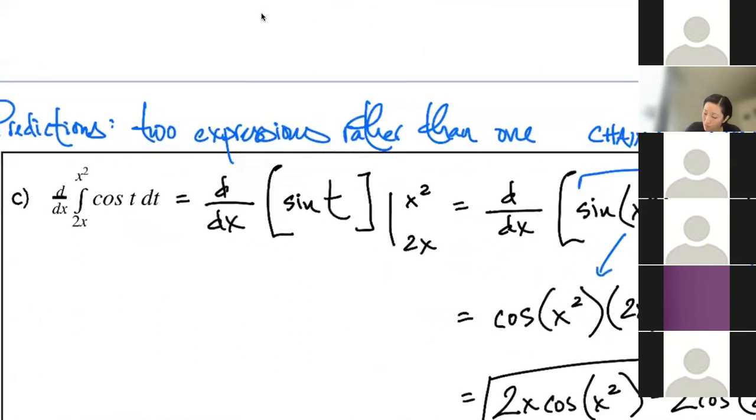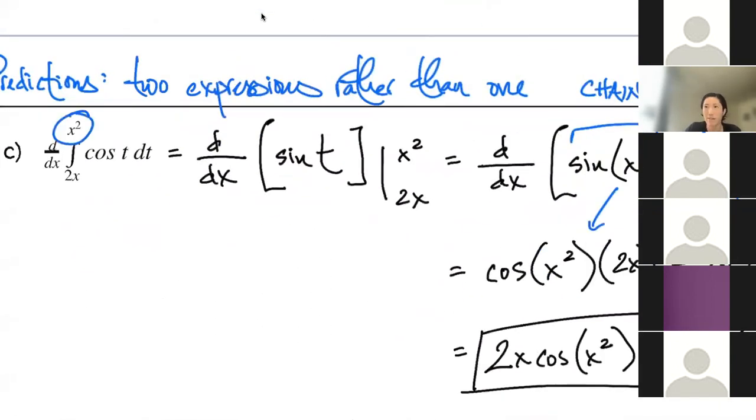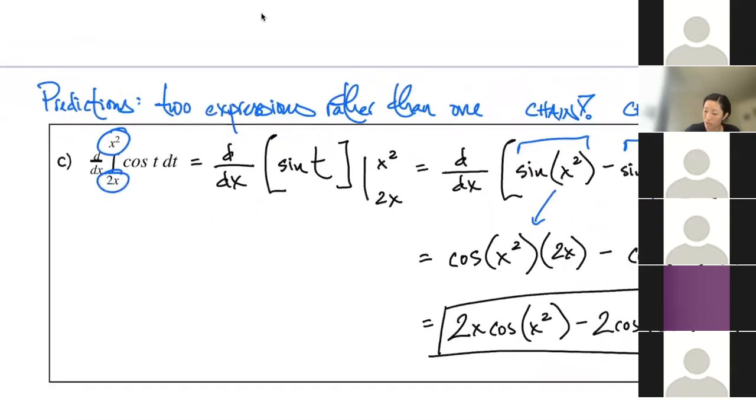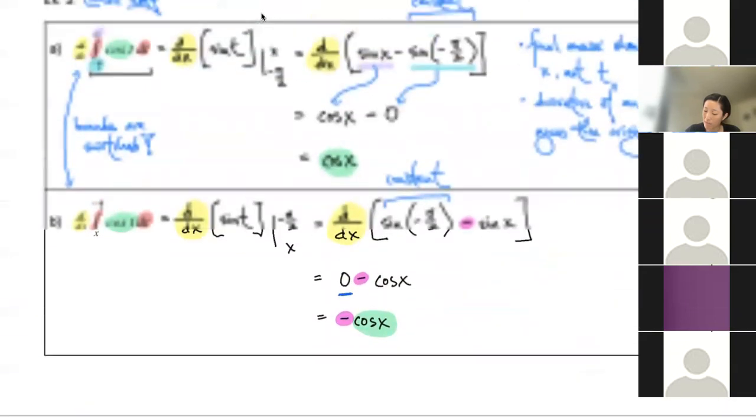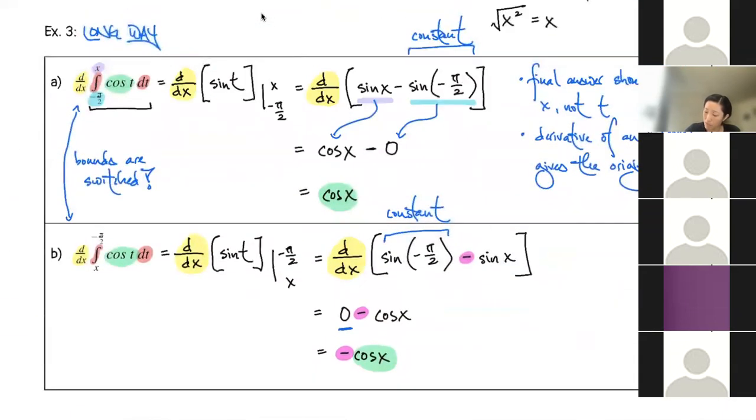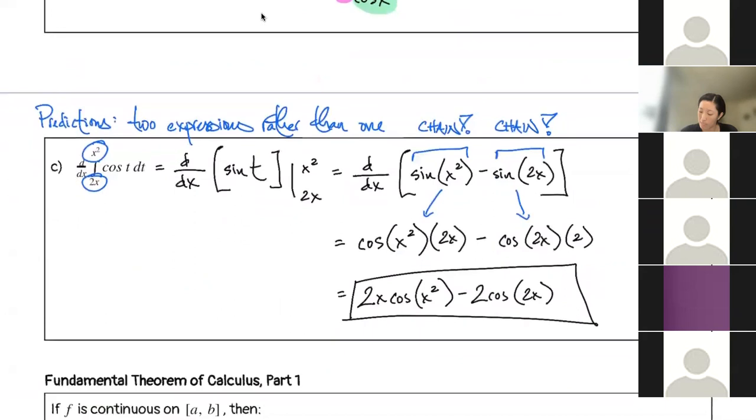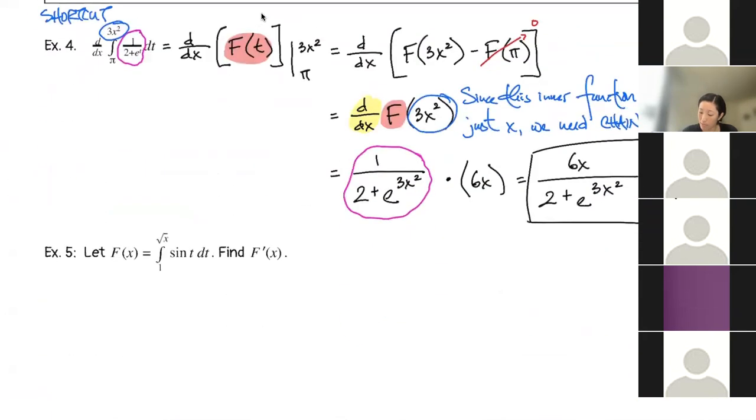Check this out. Whoa. X squared, not just an X. We use chain rule. 2X, not just an X. So we use chain rule. Okay. But when we go back to like part A and B, we did not use chain rule because all the bounds were just X or just a number. Okay. So in looking now again at example 5, what do we think? Chain rule, yes or no?